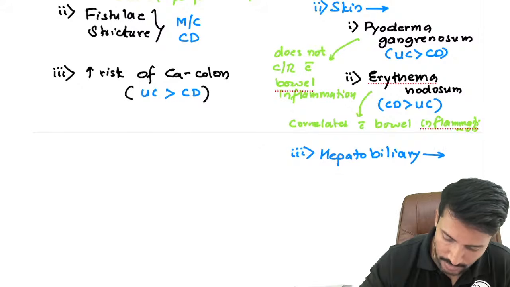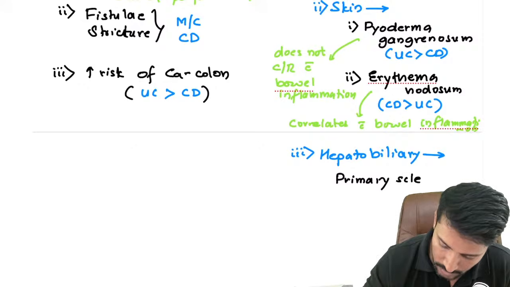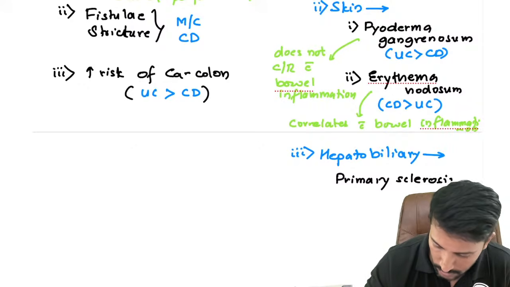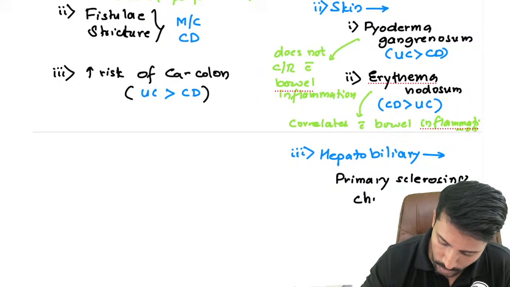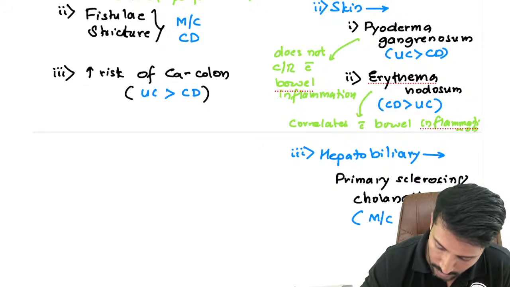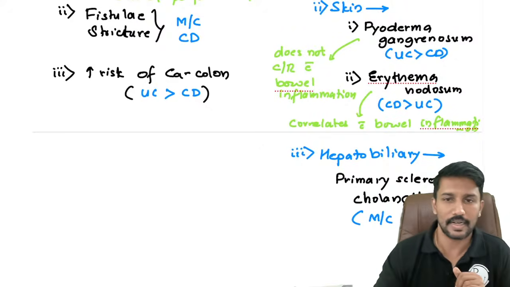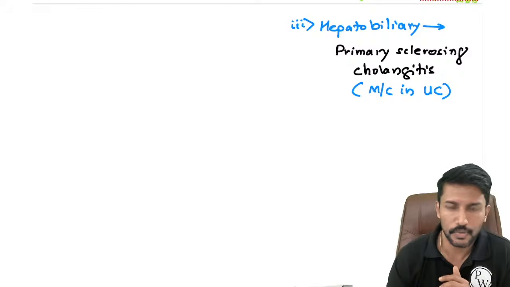Hepatobiliary system. Yes, there is increased risk of primary sclerosing cholangitis, which is typically more common in ulcerative colitis than Crohn's, right? More common in ulcerative colitis. Crohn's disease, it can happen, but it's quite rare. It's more common in ulcerative colitis.